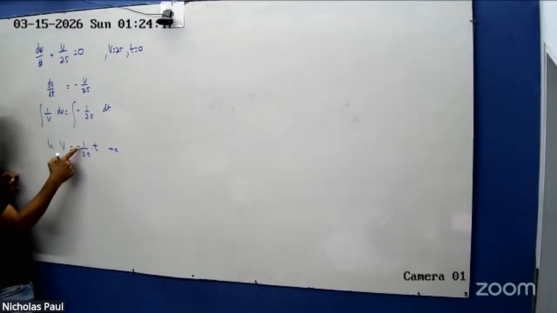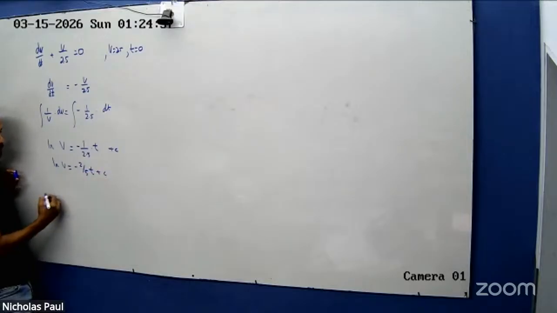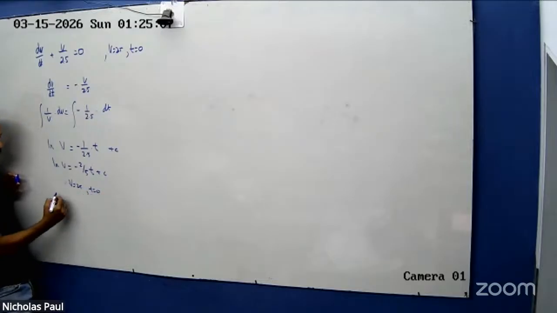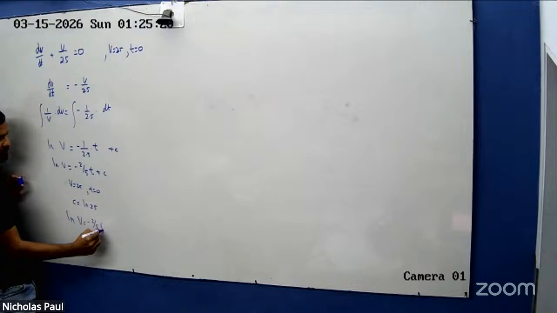That's minus 2 over 5, right? So that'll be ln V is minus 2/5 t plus C. You want to find C. So when, question said when V is 25, t is 0. Right? So t is 0, so it means that C is ln 25. Leave it like that. So you'll end up with ln V is minus 2/5 t plus ln 25.